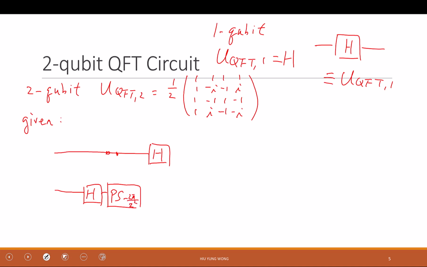-2π/2. Okay, my goal is to write the form instead of reducing it. But this is a control phase shift gate. And finally, a swap gate. That is how you implement a 2-qubit quantum Fourier transform gate.